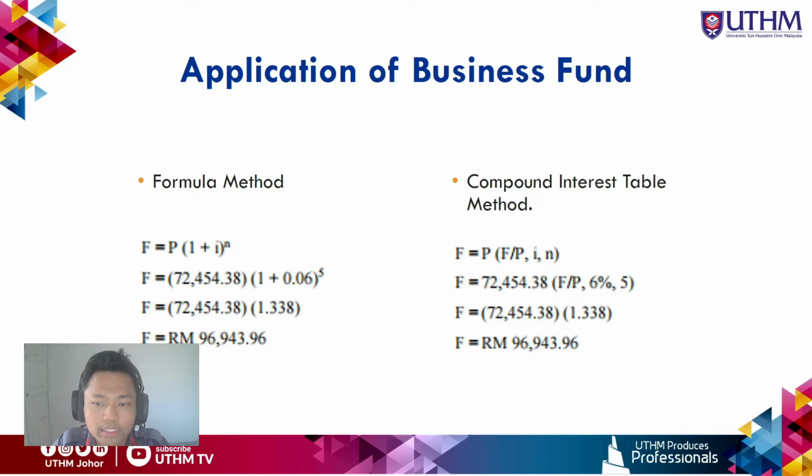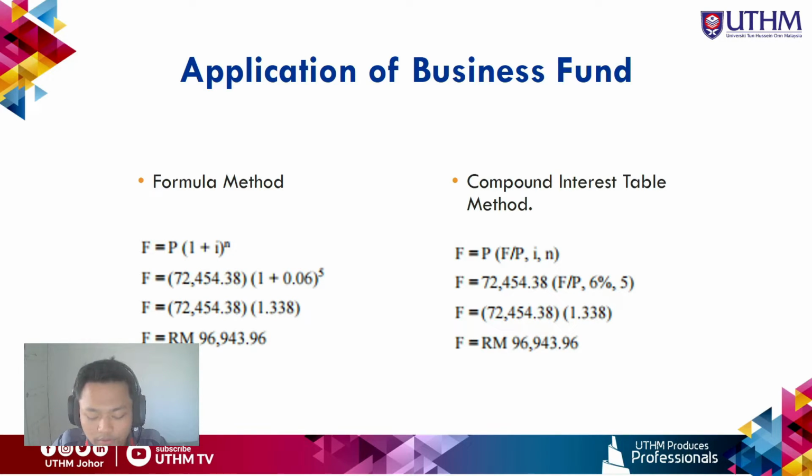For the compound interest table method, with I equal to 6%, N equal to 5 years, and P equal to 72,454 ringgit and 38 cents, from the table we get 1.338. After multiplying it with the value of P, the value of F is equal to 96,943 ringgit and 96 cents, which is the same value as the formula method.